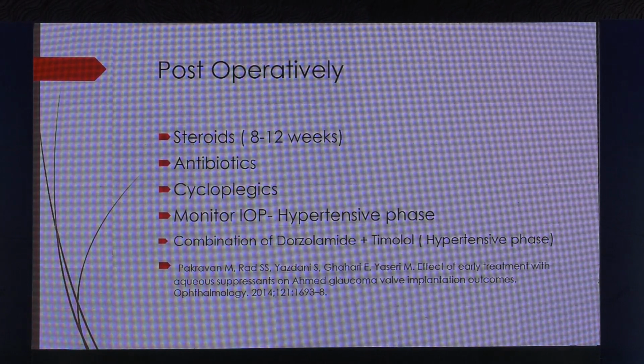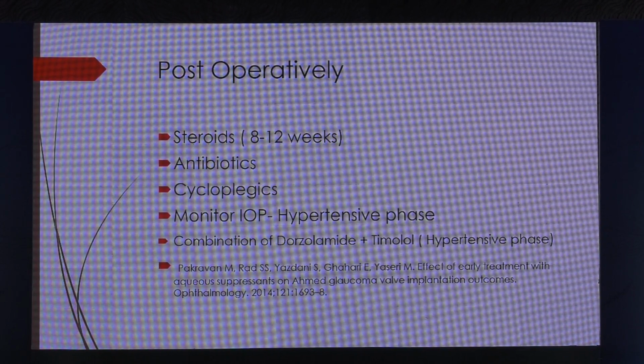So post-operatively, as in any other glaucoma surgery, you have to use steroids for 8 to 12 weeks, antibiotics, cycloplegics, and it is very, very important in AGV to monitor intraocular pressure, because the hypertensive phase is very commonly seen. Maybe up to 70 to 80% of the patients do encounter hypertensive phase.